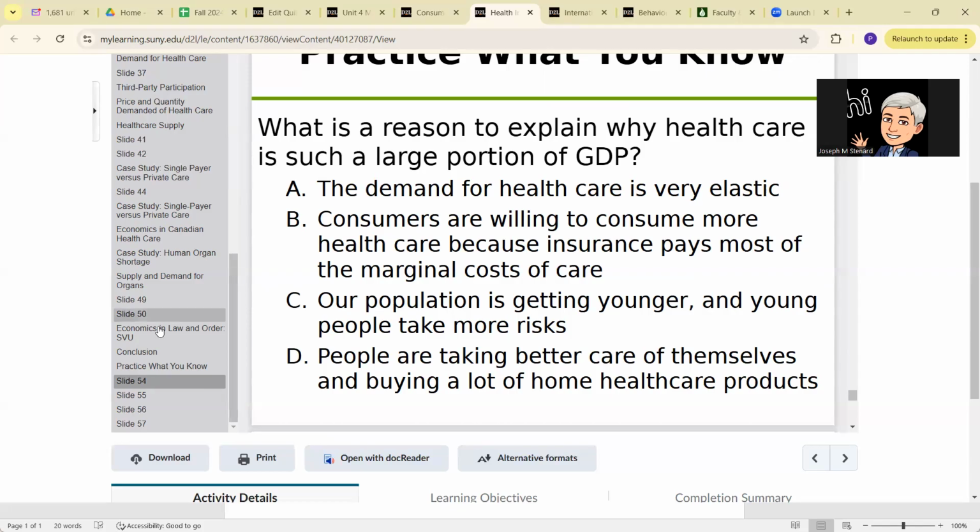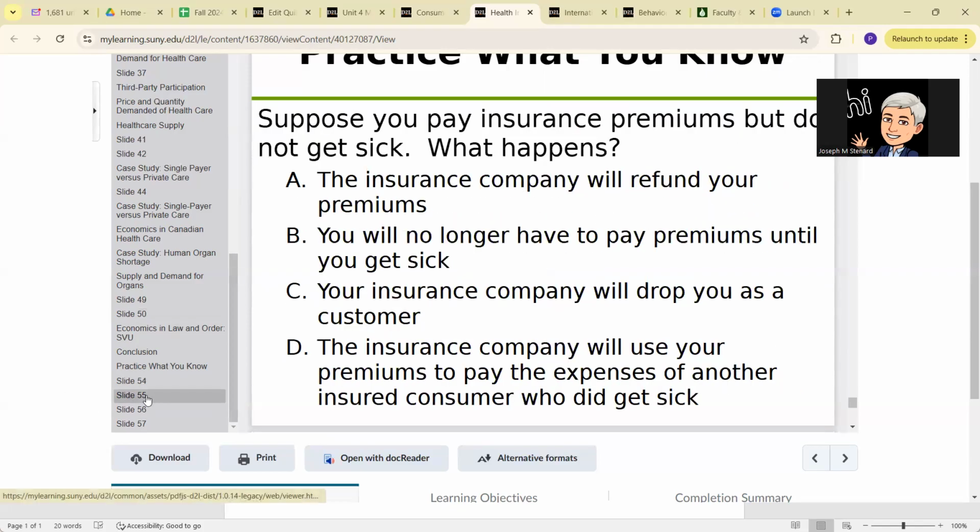So the answer is B on this one. Okay. Suppose you pay insurance premiums but don't get sick. What happens? The insurance company keeps your money. There it is. Not A, not B, not C. Must be D. The insurance company will use your premiums to pay the expenses of another insured customer who did get sick. Well, that's one way to say it.